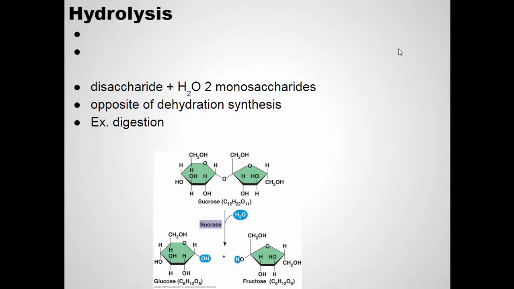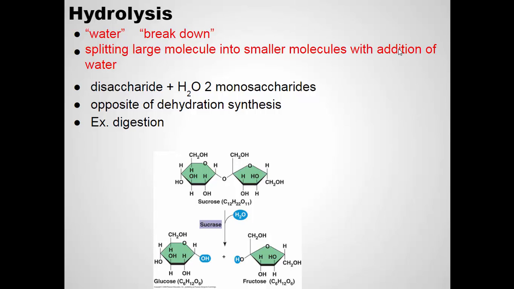The opposite process is called hydrolysis. Hydro meaning water, lysis meaning to break down. And it's the opposite basically. You add water to a disaccharide, this is sucrose. If we add water, an OH gets bonded to one of the monosaccharides, a hydrogen gets bonded to the oxygen, and now we've broken down a disaccharide to form two monosaccharides.